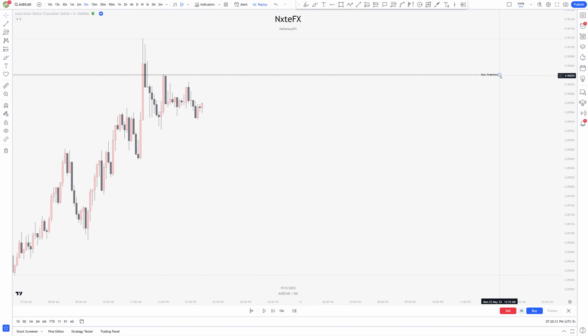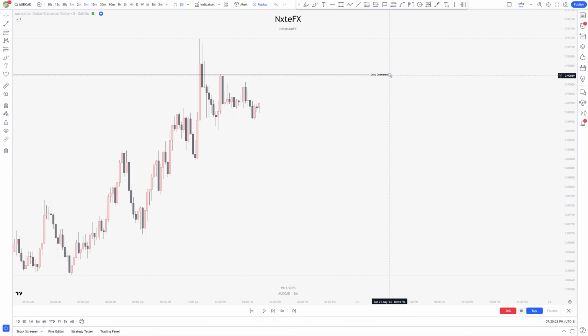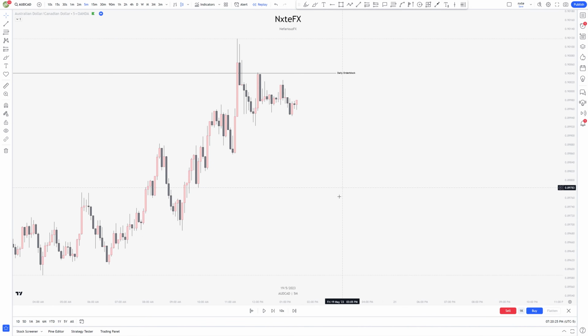Now, here, we're still looking at the same AUD CAD chart. We're on the 5 minute and we just tapped into the daily order block. Now, in order to get involved, we're still in the same AUD CAD chart, in the 5 minute.